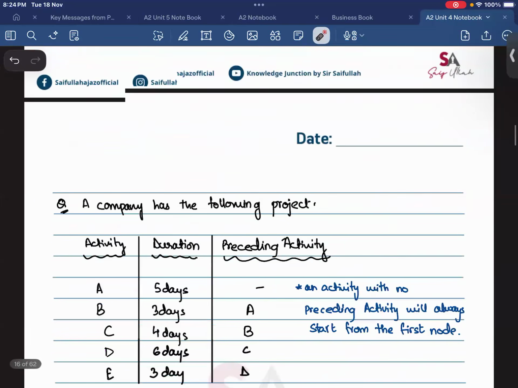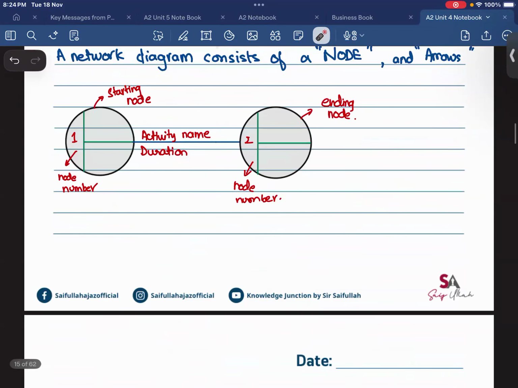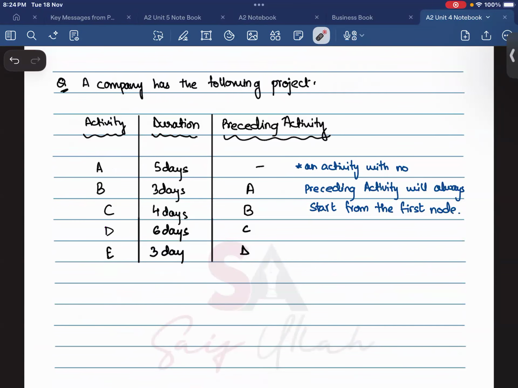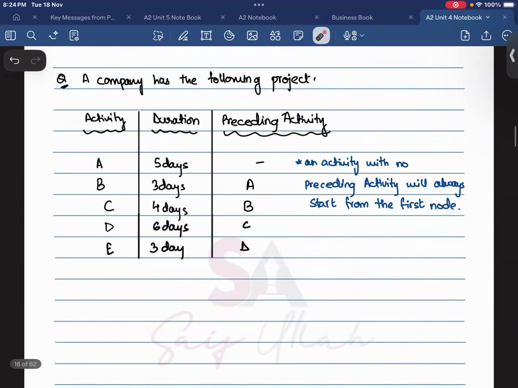Now, moving on to a question to solve and see how this network diagram can be created and what we do in the critical path analysis technique. Over here, there's a question. A company has the following project. There is a set of activities: A, B, C, D, E. There is a duration for these activities: 5 days, 3 days, 4 days, 6 days, 3 days. And there are preceding activities.